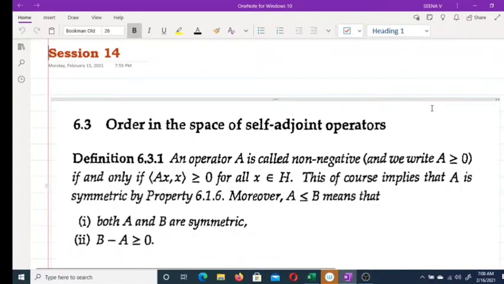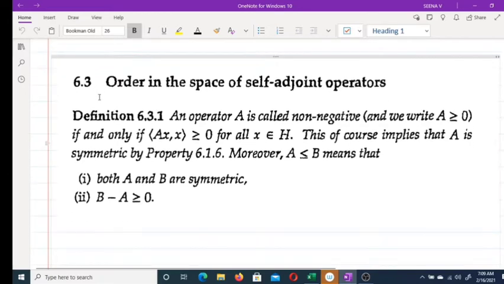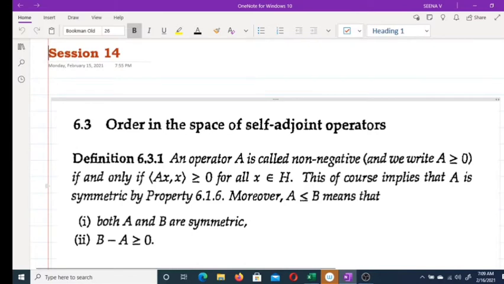Hi, good morning. Today we are going to start our next module, module 2. This is also a continuation of our sixth chapter, starting with 6.3: Order in the space of self-adjoint operators. In this case, we are discussing only self-adjoint operators, that is, symmetric operators. And what about order? Like you already know how to define an order relation in real numbers, like that, we are defining an order in the space of self-adjoint operators.